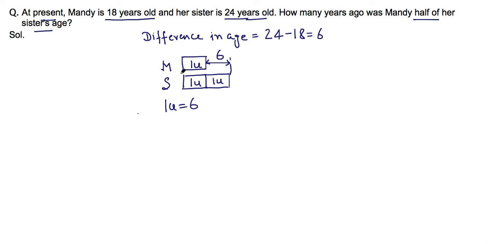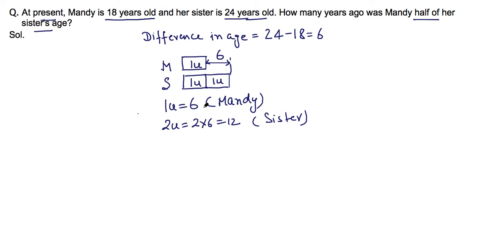And we know that Mandy at that time was 1 unit. So that means this is Mandy's age. Mandy was 6 years old at that time. We can check our answer as well. Just check how much 2 units will be. 2 units will be 2 times 6, which is 12. That is her sister's age.